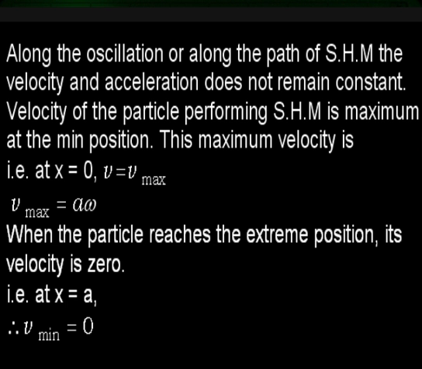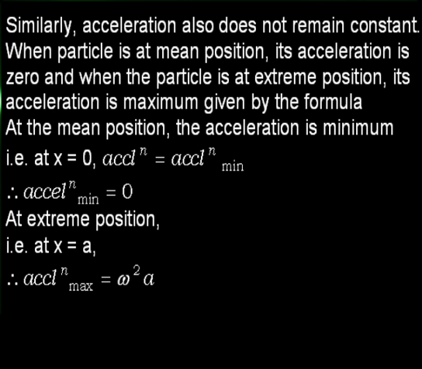Along the oscillation or along the path of SHM, the velocity and acceleration don't remain constant. Velocity of the particle performing SHM is maximum at the mean position. This maximum velocity is a omega. When the particle reaches the extreme position, its velocity is 0. So minimum velocity is 0.